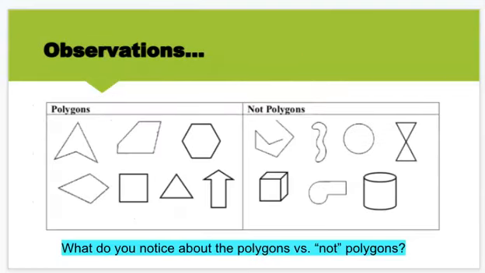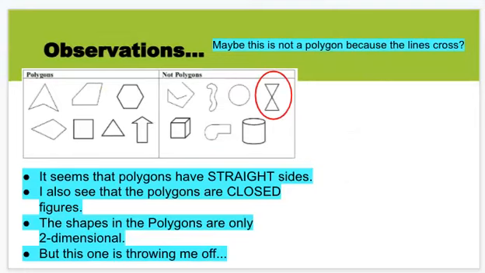Let's make some observations here. So here I have a figure and there's polygons on the left and not polygons on the right. What do you notice about polygons versus not polygons? What attributes or characteristics do polygons have versus not polygons? Some observations you might notice is it seems like polygons have straight sides. It also seems like polygons are closed figures. The shapes in polygons are only 2 dimensionals.